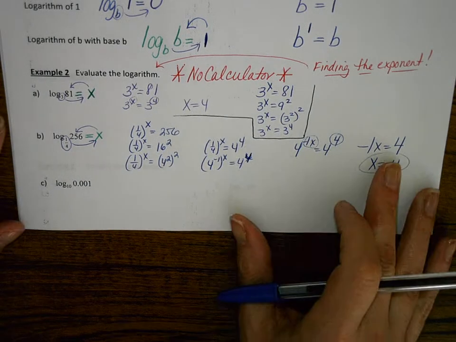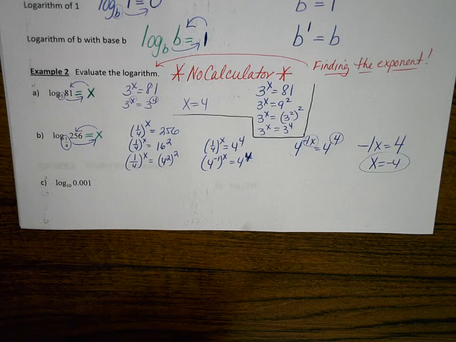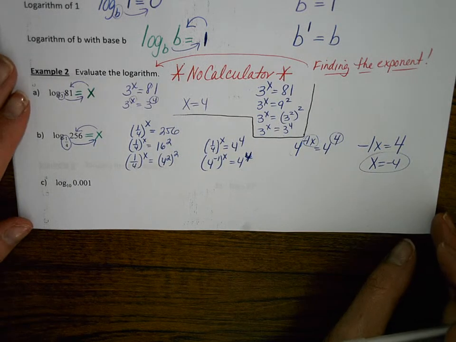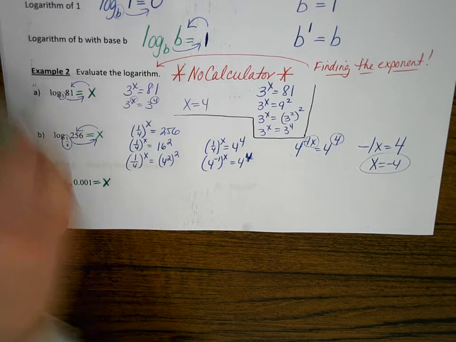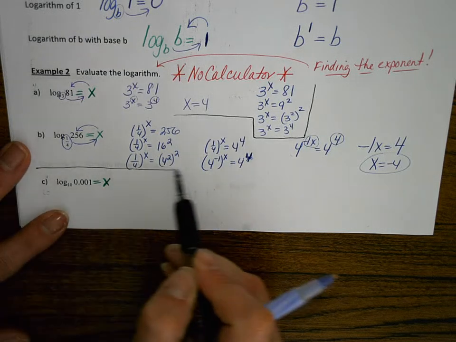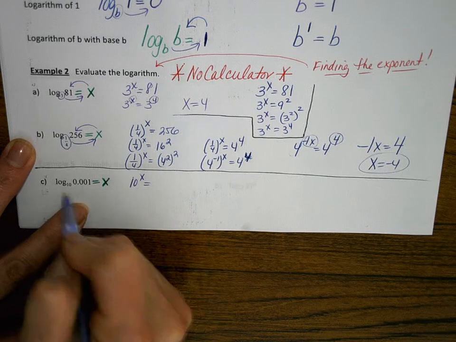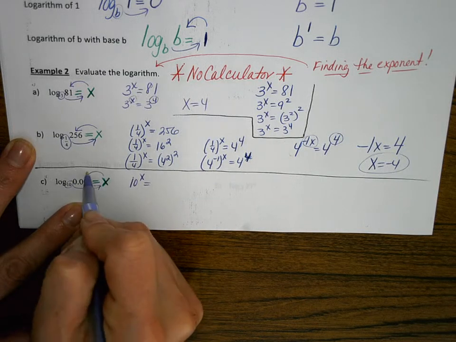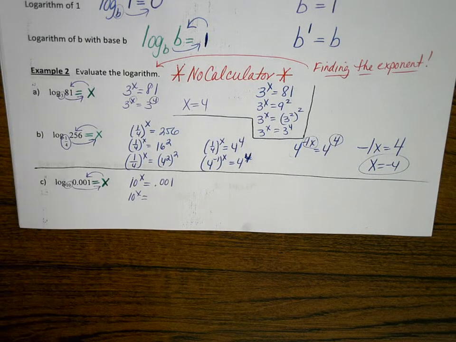All right. Let's try C. What's the first thing I'm going to do in C? Brooklyn, what's the first thing you want to do? 10 to the x. Good. Okay, I'm going to set it equal to x because I know that I'm finding the exponent. So you said that that's going to be 10 to the x equals 0.001. Perfect. So 10 to the x is equal to, what is 0.001?